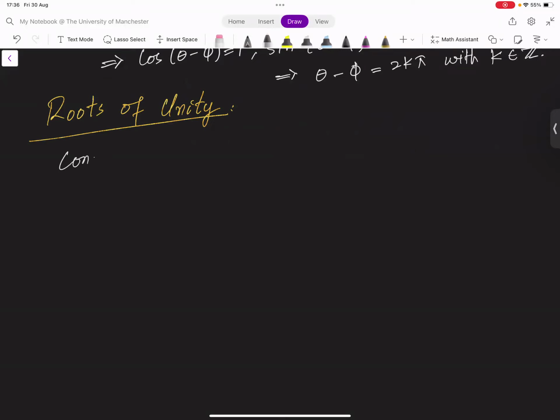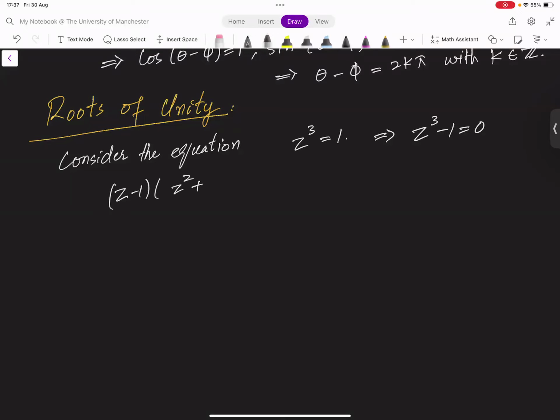We consider the equation z cube is 1. This is easy to solve by rewriting it. This can be written as z cube minus 1 is 0. And if you factorize it, we can write (z minus 1) into (z square plus z plus 1) is 0. And we see that the roots are 1, minus 1 plus under root 3 iota over 2, and minus 1 minus under root 3 iota over 2.